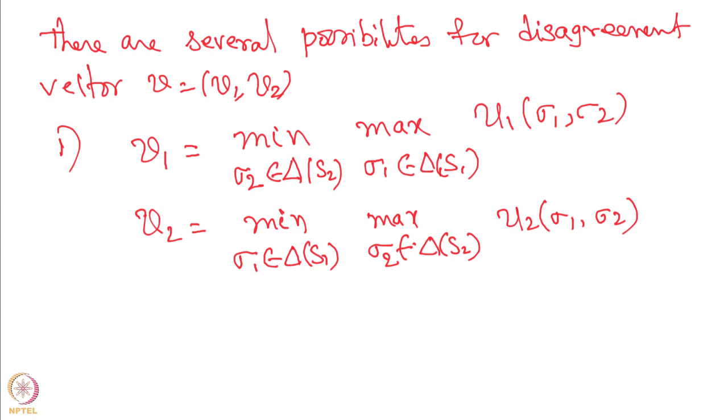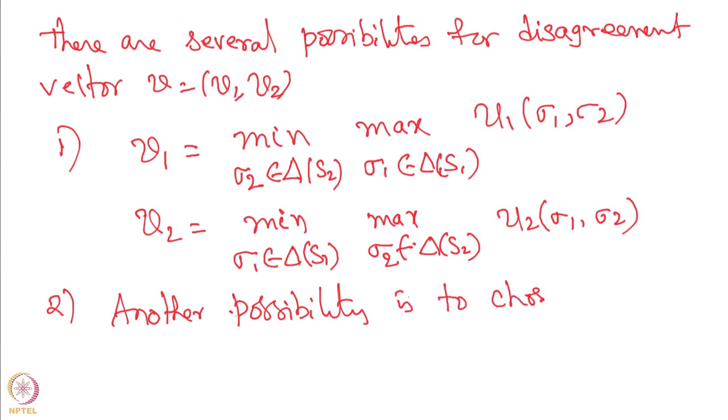So this is one possibility: the min-max, where in the worst case they will be getting this much. So V1, V2 could be one disagreement vector, or another possibility is to choose the Nash payoff vector, and there are many other ways to choose it. Nash actually solved this problem using certain axioms. So let us write down the axioms of Nash. We will start describing them.